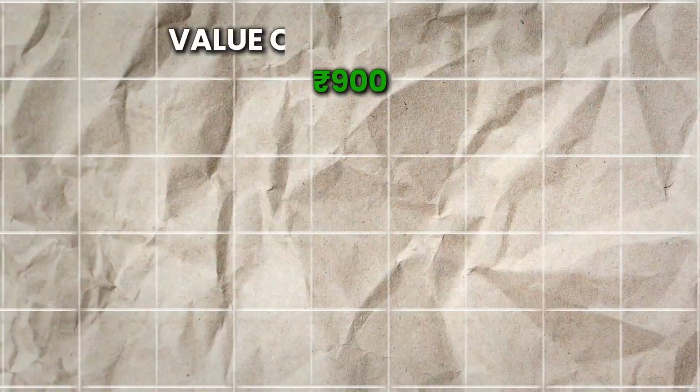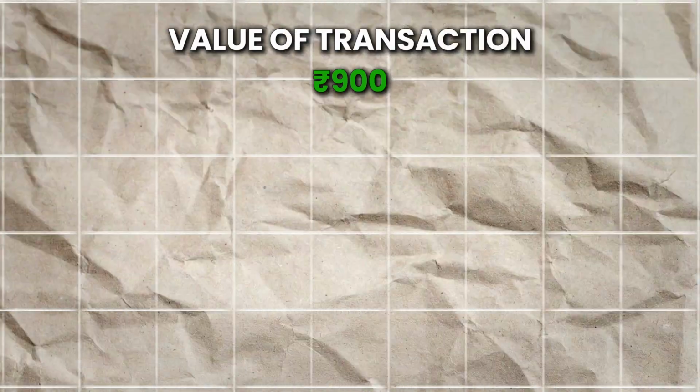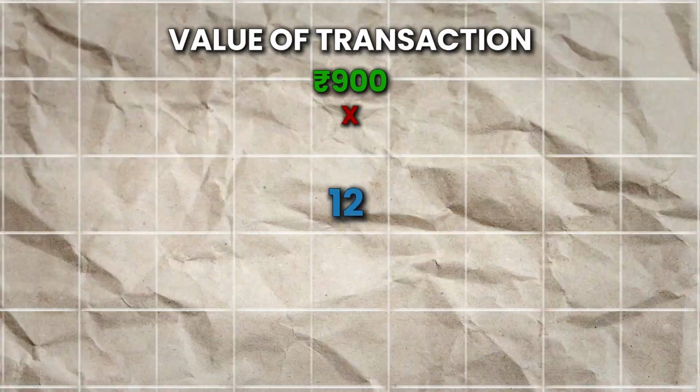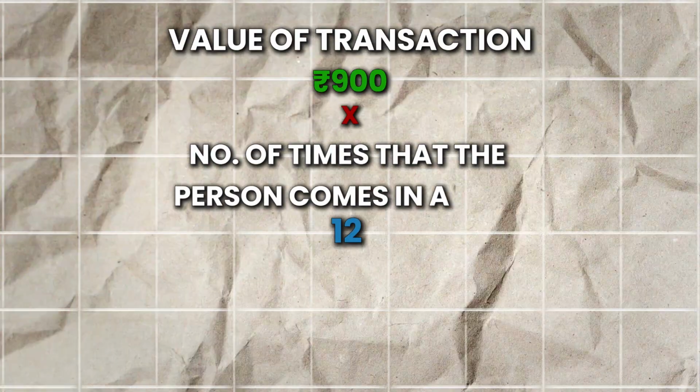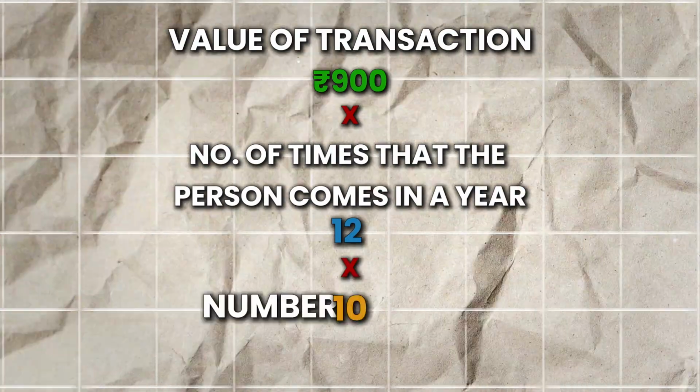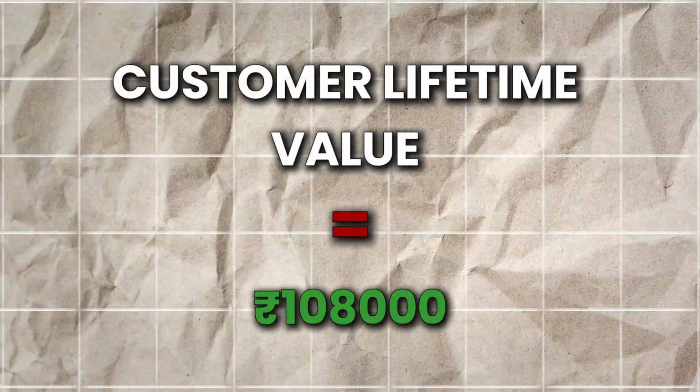And typically, the relationship or the average calculation that we have done, a customer interacts with this restaurant for about 10 years. So, how do we calculate the CLV? 900, which is the value per transaction, into 12, which is the number of times that the person comes in a year, into 10, which is the number of years. So in this case, the customer lifetime value becomes 1,08,000.